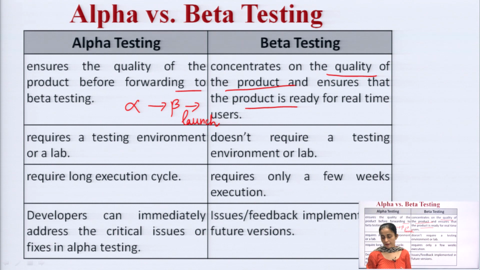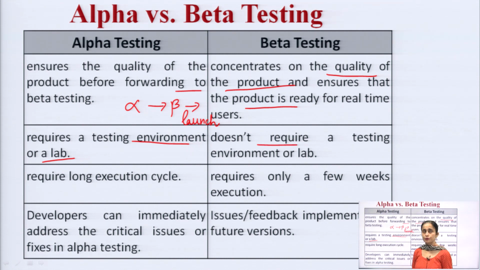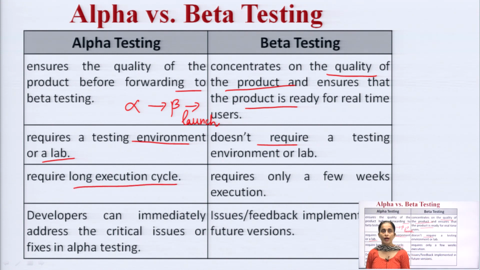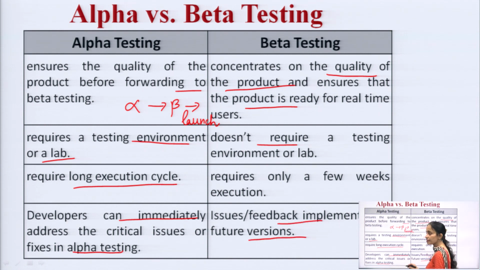Beta testing incorporates the quality of the product and ensures that the product is ready for real time. Alpha testing requires a testing environment, a lab for the tester, while beta testing does not require anything because it is done by users. Alpha testing requires a long execution cycle, while beta testing requires only a few weeks. Developers can immediately address the problems that come up in alpha testing, and the issues and feedback from beta testing come in the next version of the software.